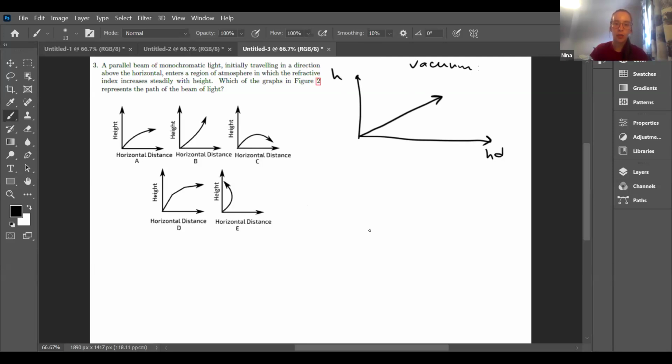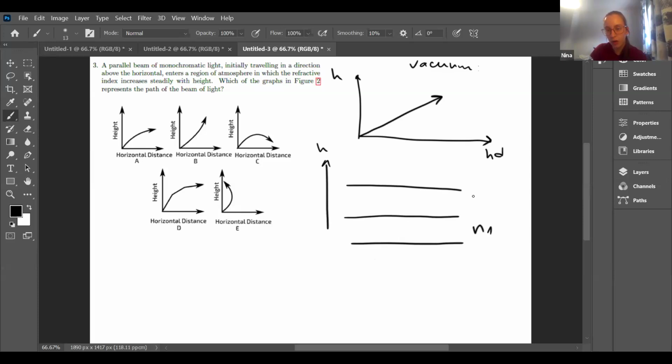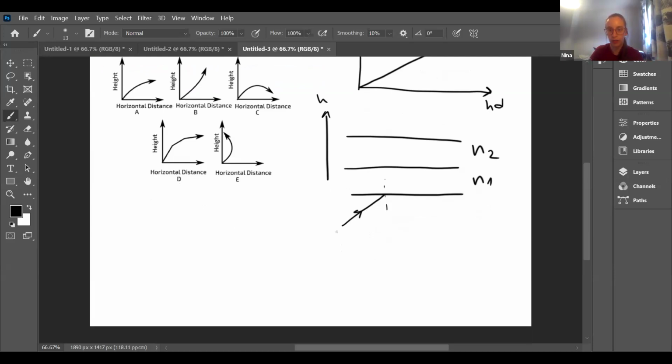In any situation where they ask you about a general gradual change, it's very useful to visualize the change in steps. So in this case, we're going to break down the atmosphere into small slabs. This is the atmosphere, and they say the refractive index increases with height. So this is height. We will have refractive index 1, refractive index 2. The light is initially coming at some angle. It gets refracted, and then here it will get refracted again. So the question is, what direction is all of this going to be happening in?